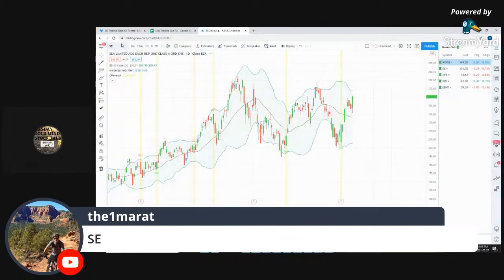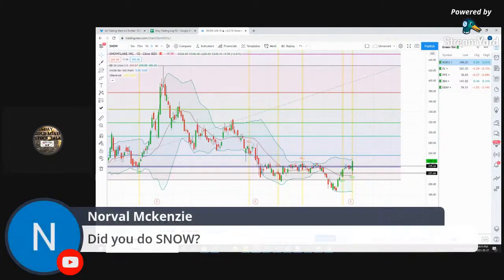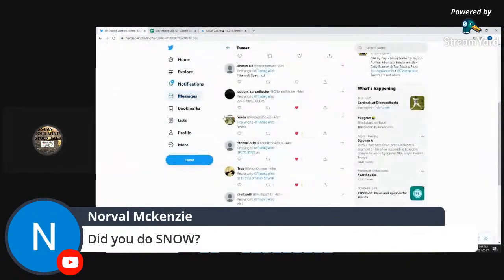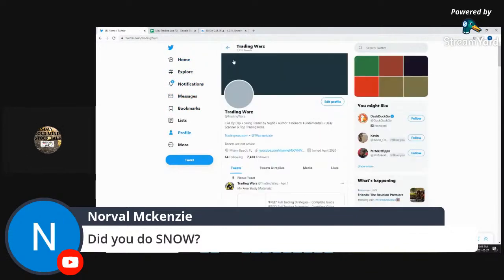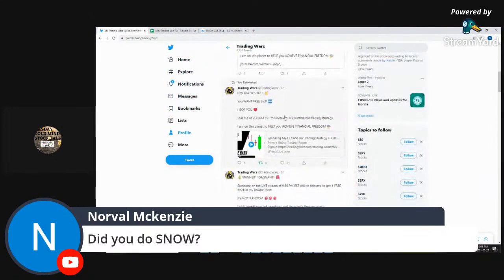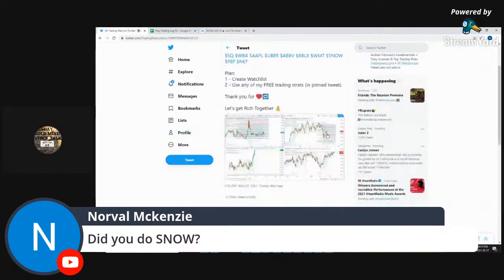Norval says snow. Snow is on my scanner. Okay, snow is on my scanner for tonight. I already posted the scanner. So let's go here and let's look at the scanner. Here we go. We're gonna hit a retweet there.